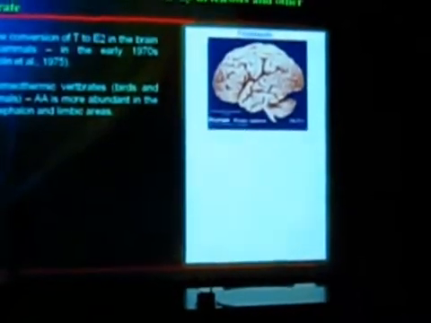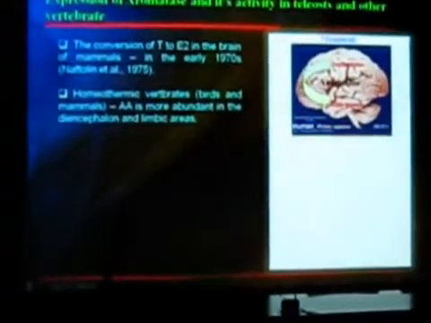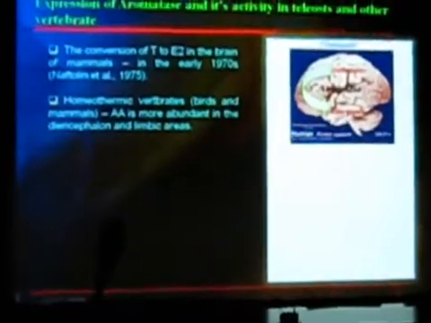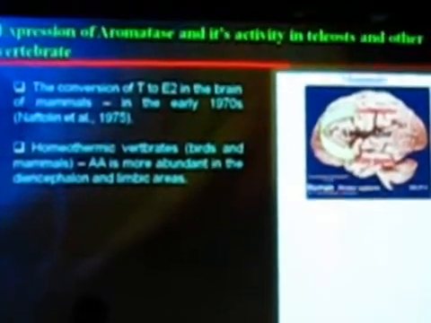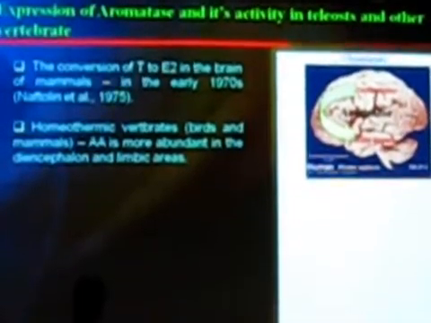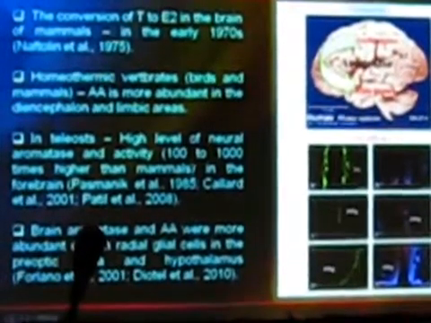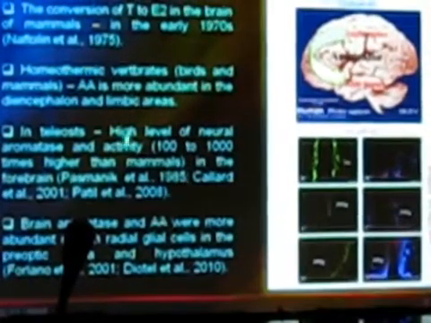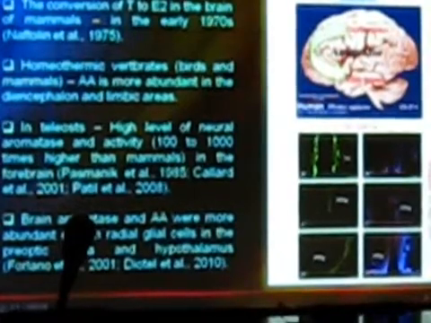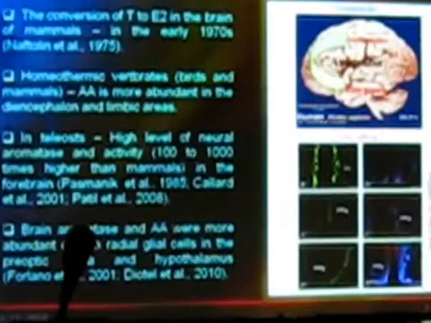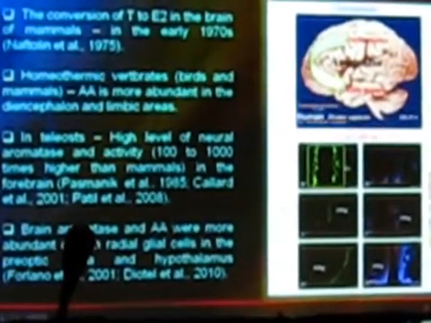In the early 1970s, the hypothesis was proposed that testosterone is converted to estradiol in the brain by the enzyme aromatase. After that, in homeothermic vertebrates like birds and mammals, aromatase activity was found to be more abundant in the diencephalon and limbic areas. More recently, in teleosts, it was confirmed that aromatase activity is 100 to 1000 times higher than in mammals. Also, very recently, brain aromatase was found abundant in the radial glial cells of teleosts. Here you see.